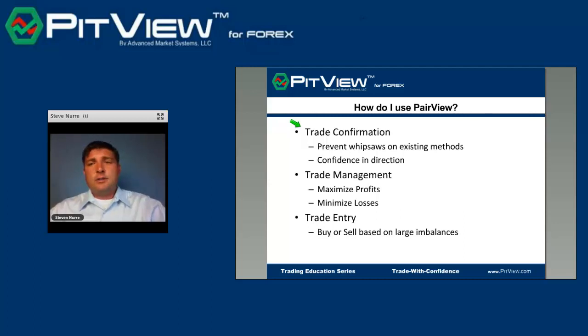What it does is whenever you get a signal to either buy or sell based on your existing trading method, you can use PitView, in this case PairView, to confirm those buy and sell trades, and I'll give you an example of that on the next slide. What I find that this helps you do if you use this for trade confirmation is it prevents whipsaws on your existing methods. What is a whipsaw?